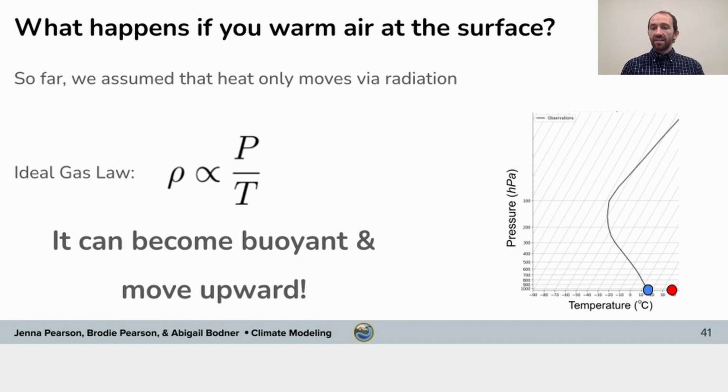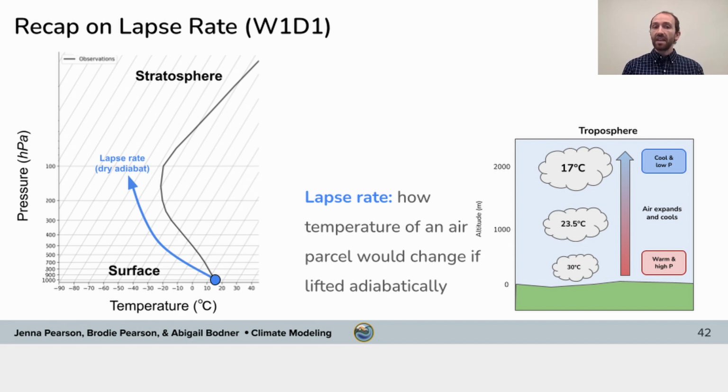But to understand how we can use a plot like the one on the right to tell whether an air parcel is going to move upwards or not, so whether it's buoyant or not, we're going to have to recap the idea of lapse rates, which we encountered on day 1 of this week. The lapse rate told us how the temperature of an air parcel would change if it were lifted up in the atmosphere adiabatically, which means without exchanging heat with its surroundings. And we know that as we move up in the atmosphere, the pressure decreases, and as a result, the temperature of those air parcels also decreases as they get moved upwards.